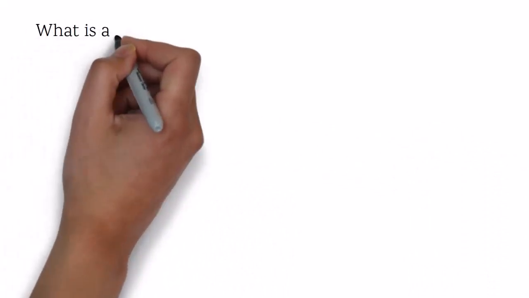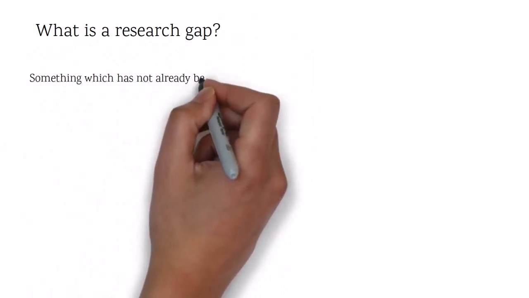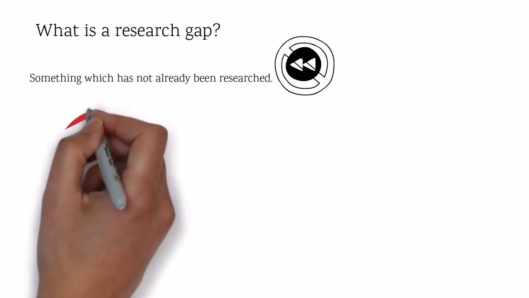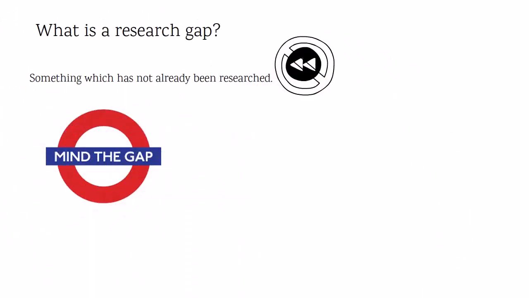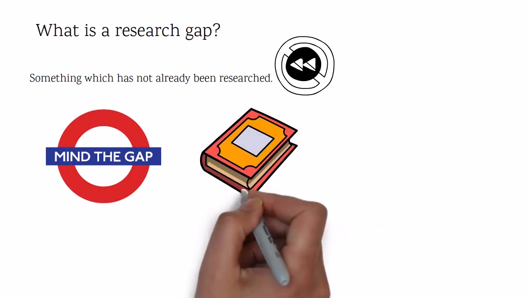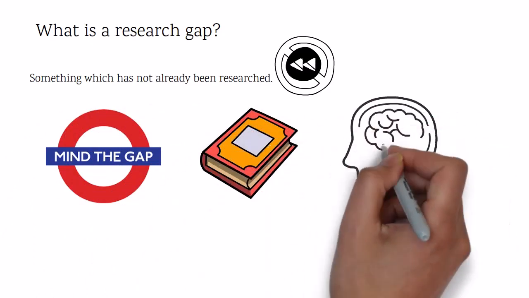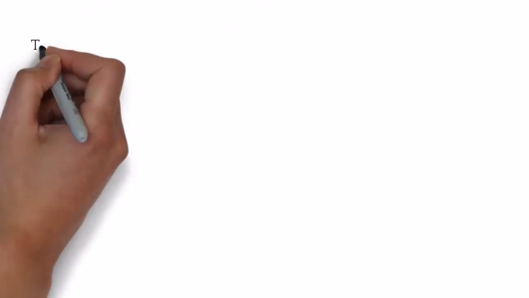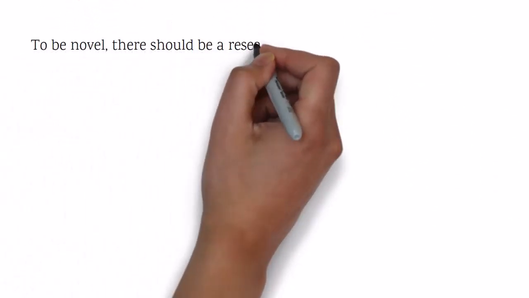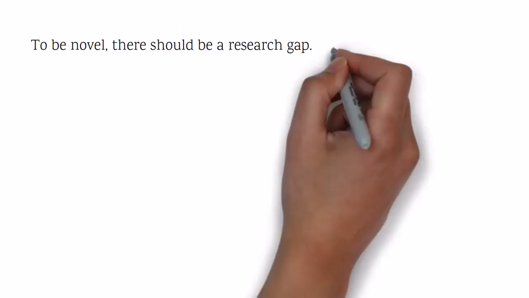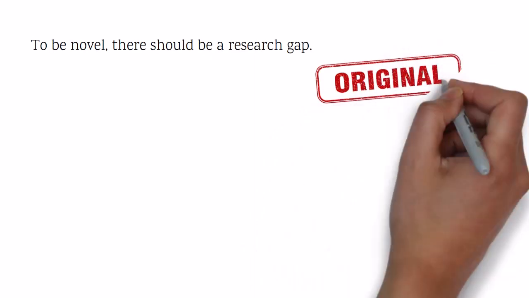So first of all, what is a research gap? Well, at its most simplest, it's something which has not already been researched. Therefore, there's a gap in the research because it hasn't been done. And this means there's a gap in our knowledge and understanding of something. And in order for a piece of research to be novel, we need to identify a research gap. And this is important in order to ensure that our research is original and we're finding something new.